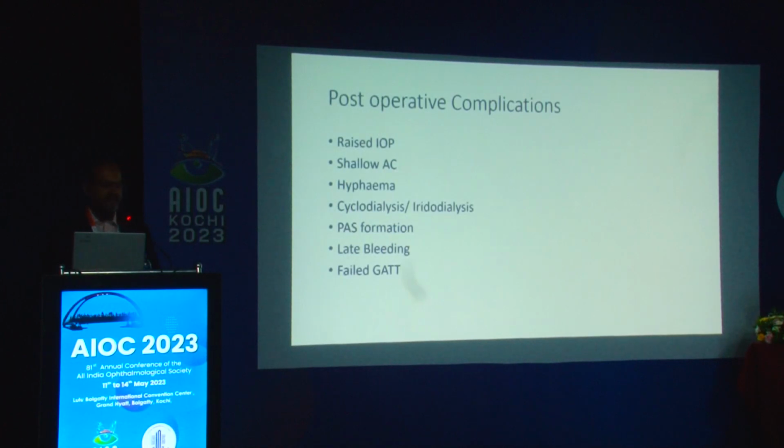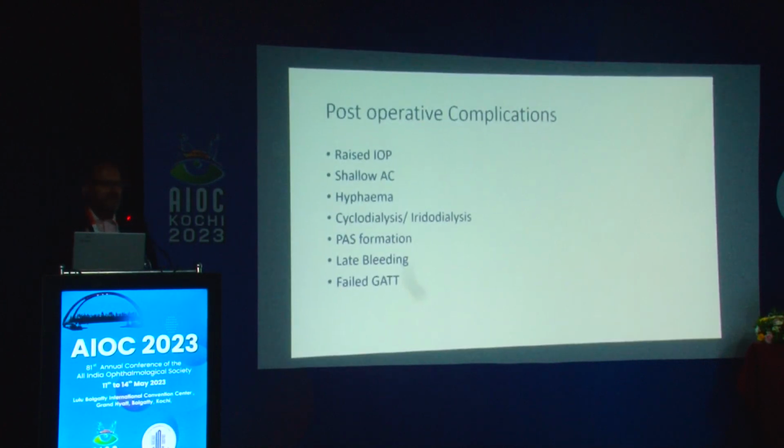And failed GATT, what are you going to do for failed GATT? The next option is usually a trab, but be very careful when you do a trab in failed GATT eyes, you can get profound hypotony. So don't use mitomycin C, apply tight sutures, and release the sutures late, because GATT works. It's not that it's not working optimally. It's not working to the level which you expect it to work, but actually it was working because you removed the trabecular meshwork. So you can get a profound hypotony.